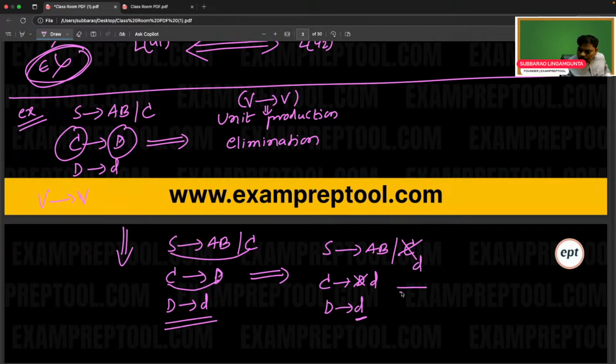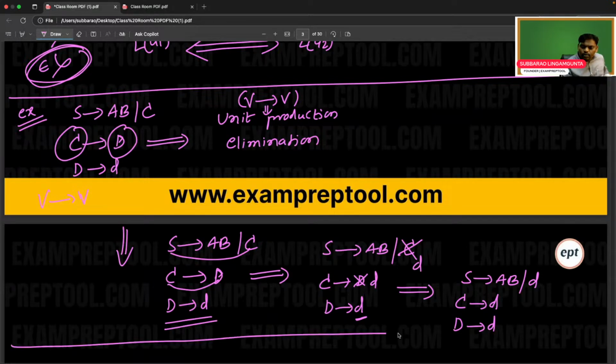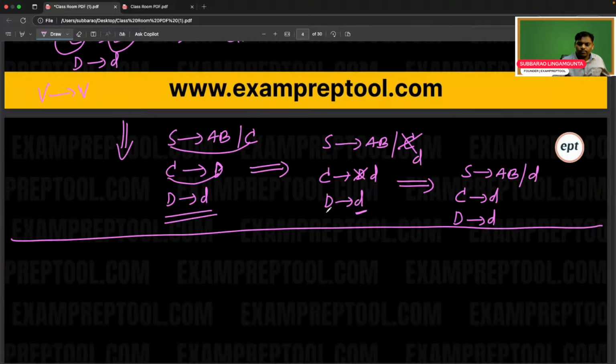Now let me write the final one. S goes to A, B or D. C goes to D. D goes to small d. This is called unit production elimination. S goes to A, B or D, C goes to D, D goes to small d. Right? Perfect now.